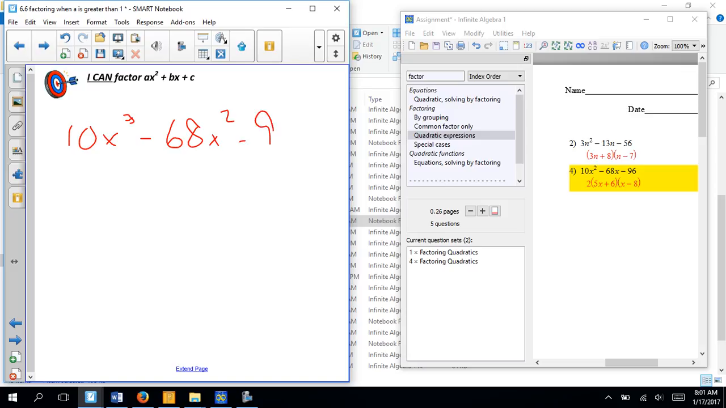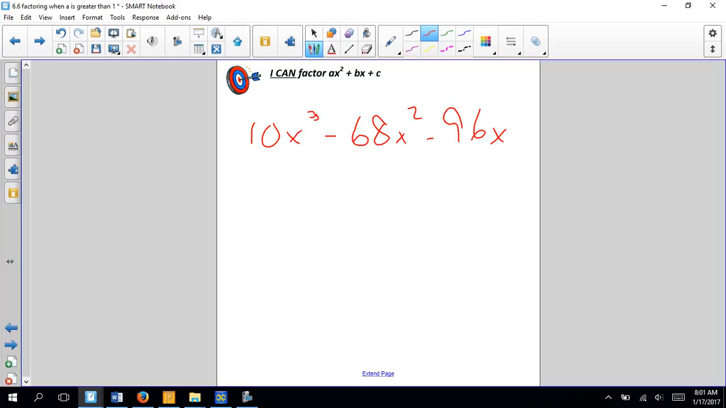Minus 96x. Okay? So that's going to be our trinomial we're looking at, and I'm going to write the direction just so you see it. I'm going to say I just want to factor this. All right, so first step in factoring, can you pull out a GCF?